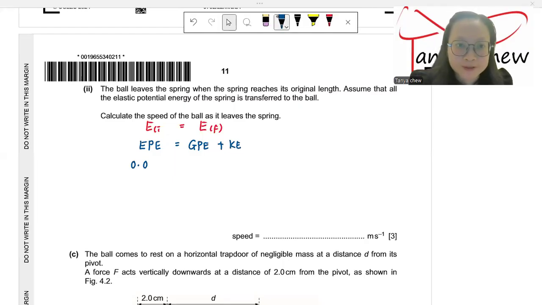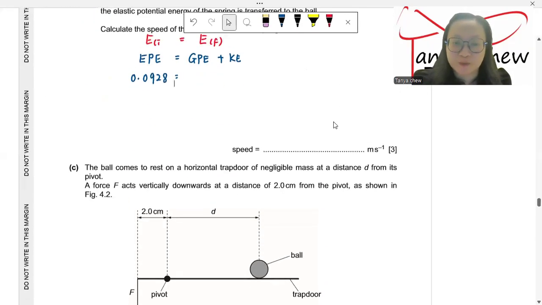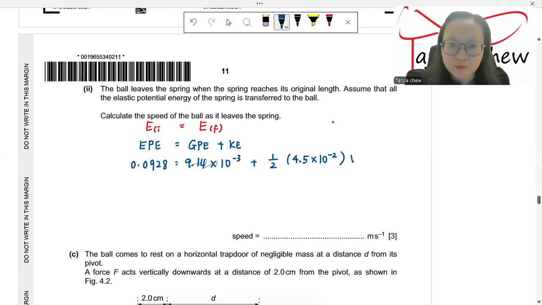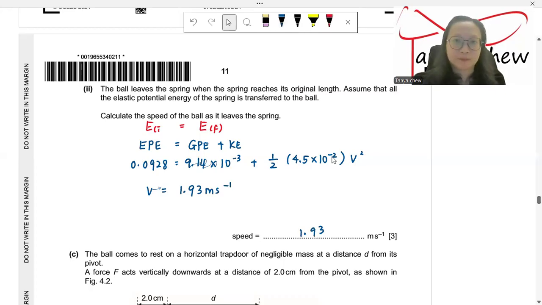Okay, this is 0.0928. GPE, gravitational potential energy, which is 9.14 times 10 to the power negative 3, if you remember, plus KE, which is half M of the ball, 4.5 times 10 to the power of negative 2, and just put V squared here. Now, when you work it out, V is equal to 1.93 meters per second. So 1.93 is my answer.